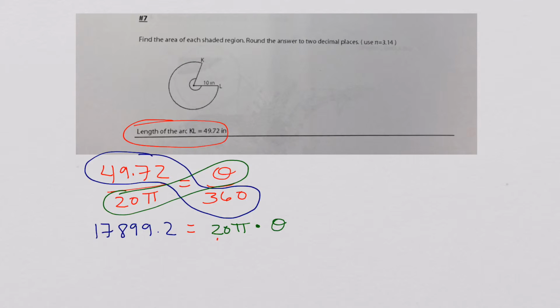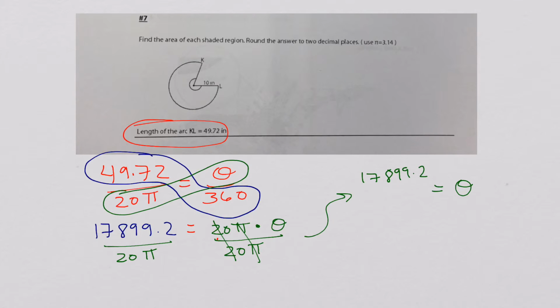So we divide by 20 pi to both sides. Once again, we have something that's the same on top and something that's the same on bottom. So the 20s are going to cancel, the pi's are going to cancel, and what we're left with is theta. We're left with theta equals 17,899.2 divided by 20 pi.